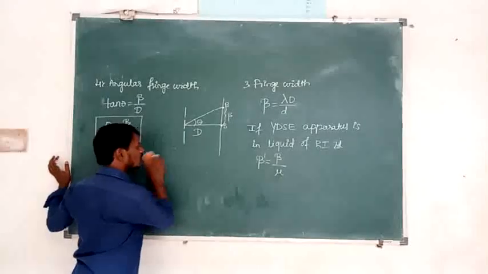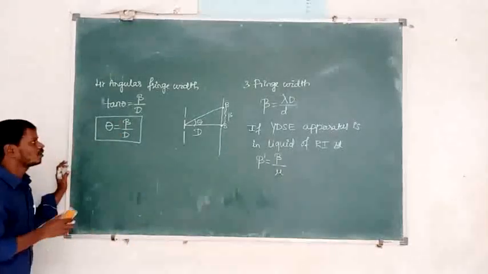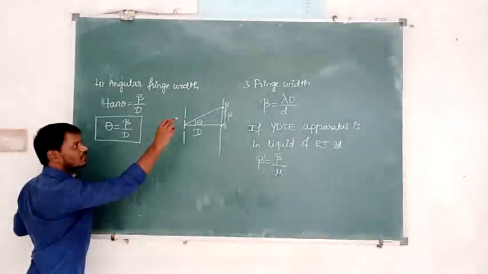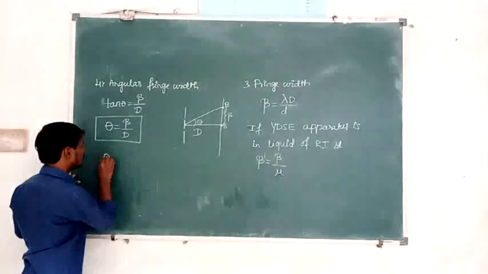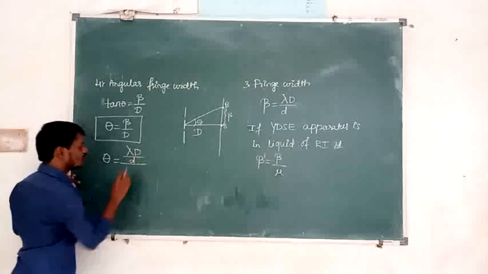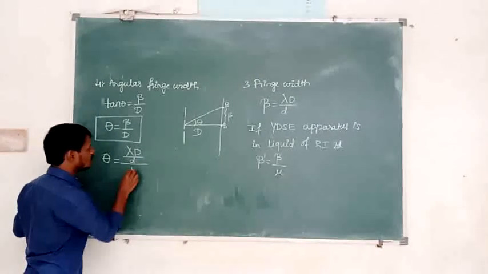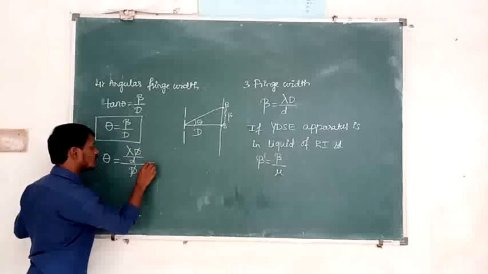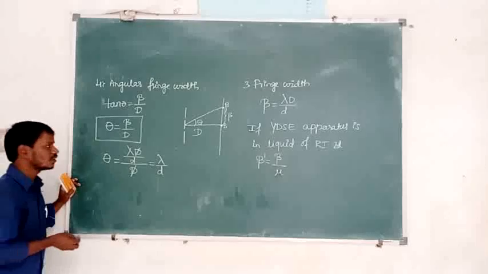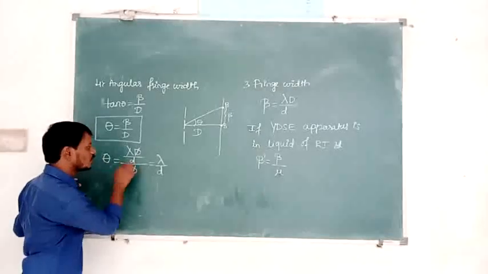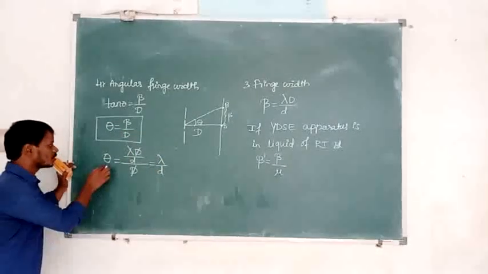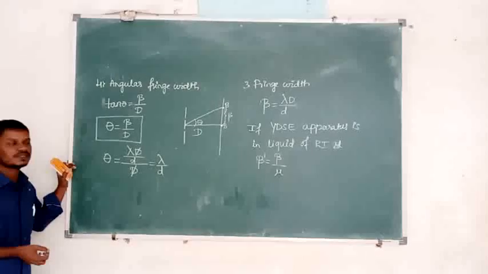And also we can write the angular fringe width in another form. How to write this one? So already we know the fringe width formula: lambda into capital D divided by small d. Lambda D by small d, divided by capital D. Then D gets cancelled, it is lambda by d. So it is another form of angular fringe width. When are we going to use this formula? Only when the wavelength of the light is given and also the slit width is given, we are going to use this formula to find the angular fringe width.